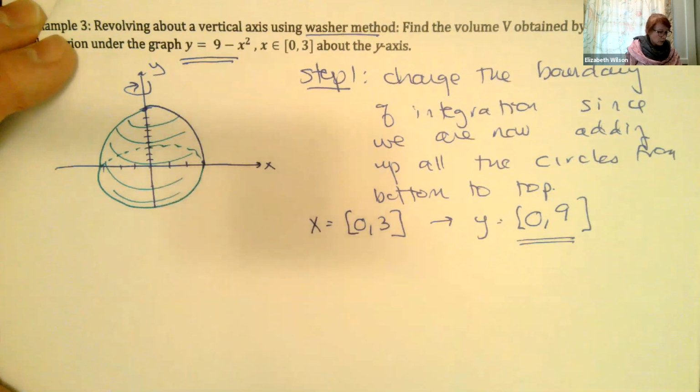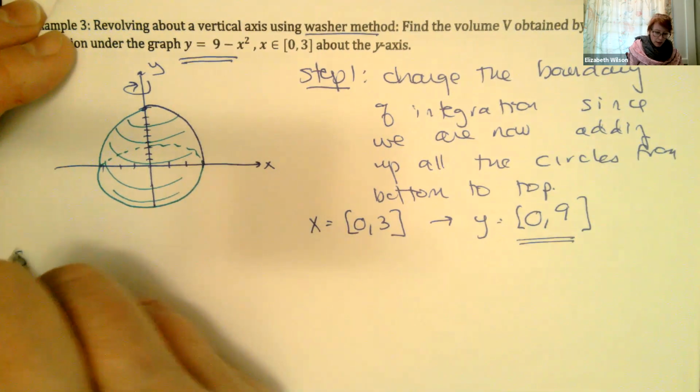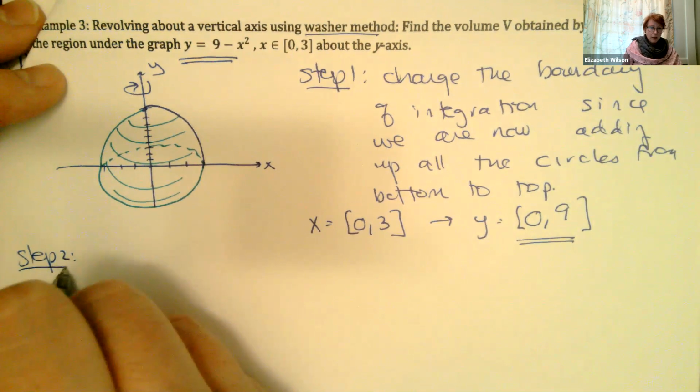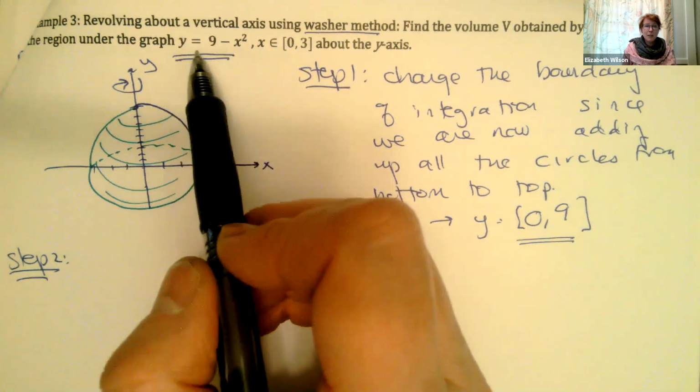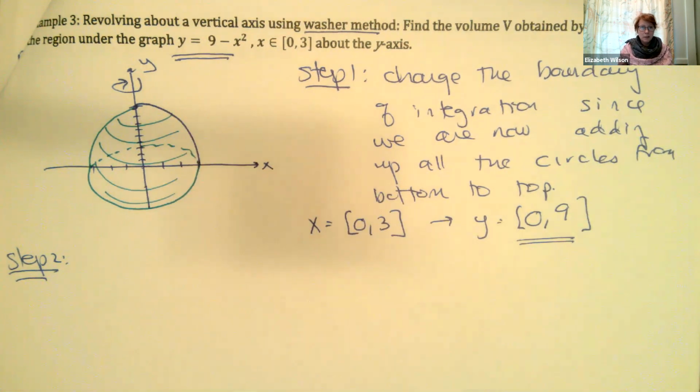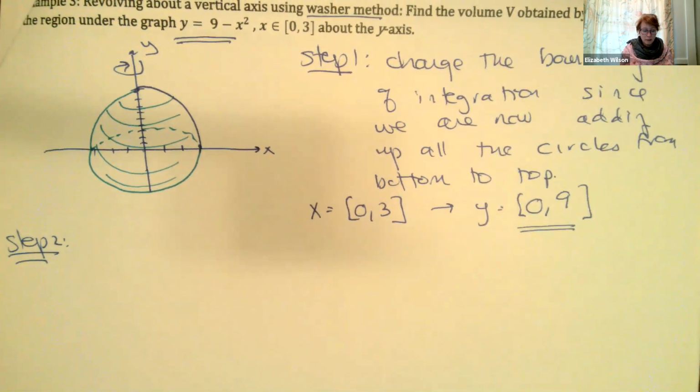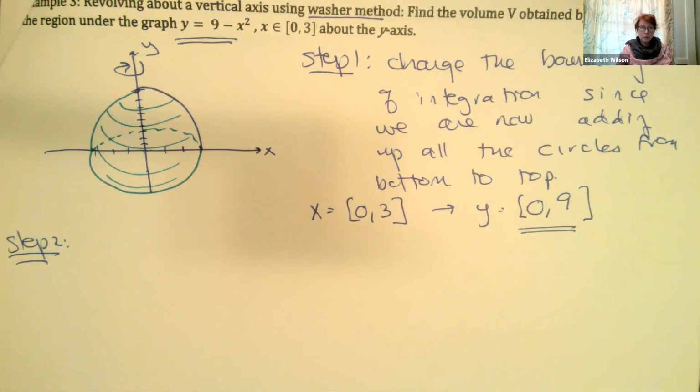Okay, we're going to sum up all those, which means that my next step involves needing to convert my function from y equals something to x equals something. Like I said, this function I can do that with, but there are some functions that are too complex and I can't, which means we're going to need to use the shell method. We're going to learn that on Monday.